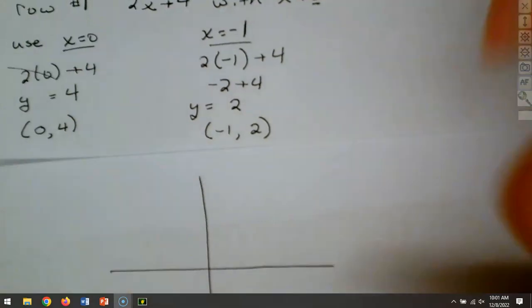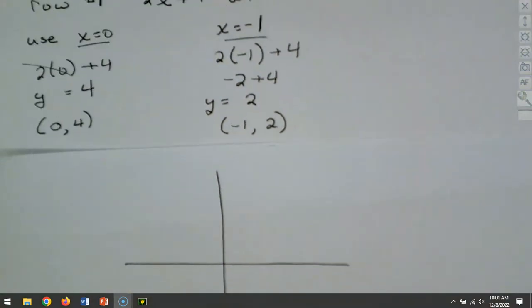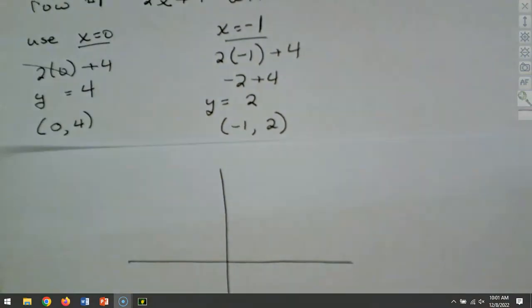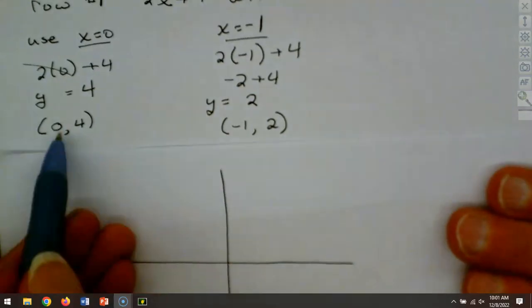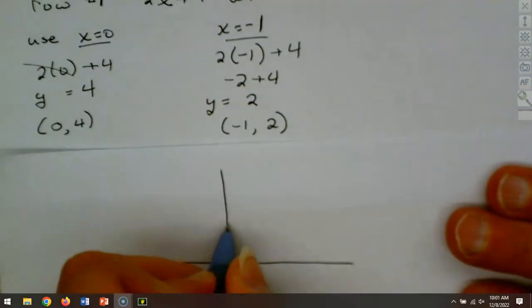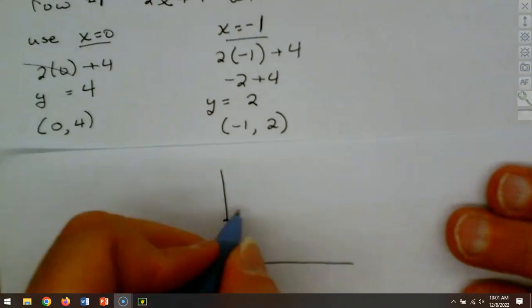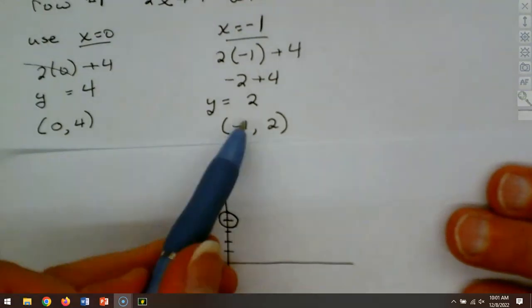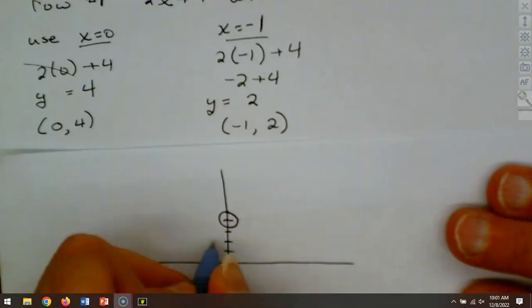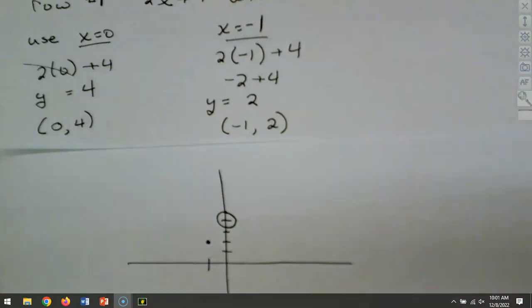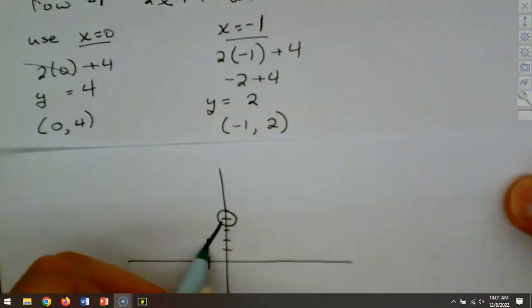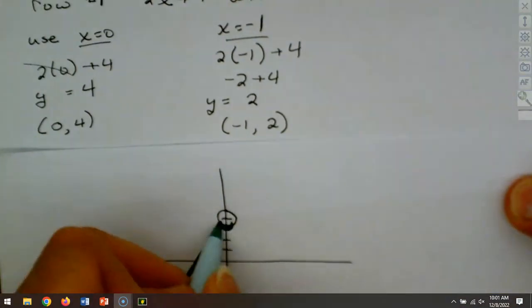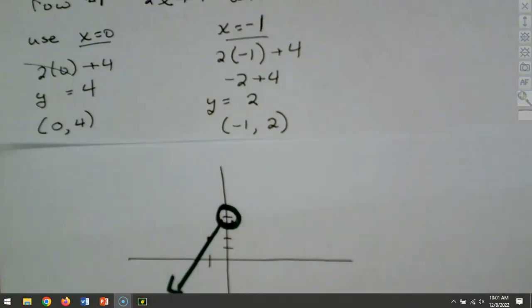When I go to graph this first one, it's going to be a line. Okay, and where do we start at? We start at 0, 4. And we always start in this case with an open circle. And where's my next point? -1. So that's back 1, up 2. And I'm going to connect these together. And there is half the graph.